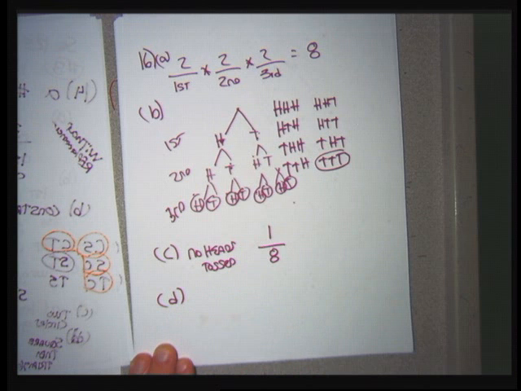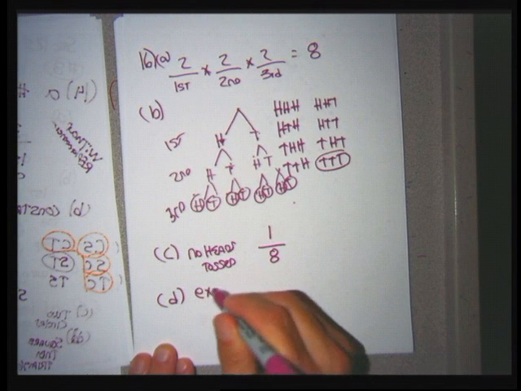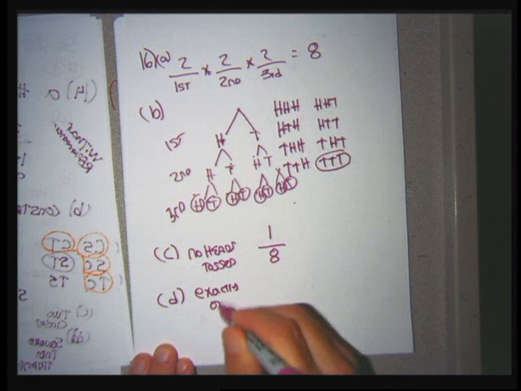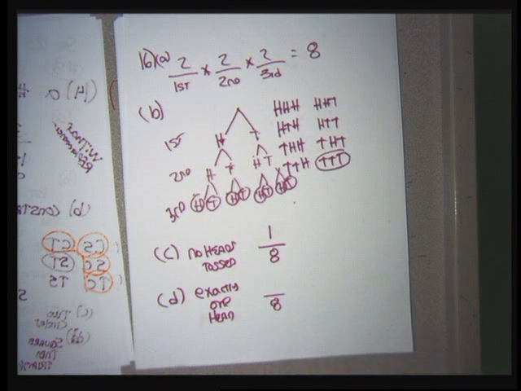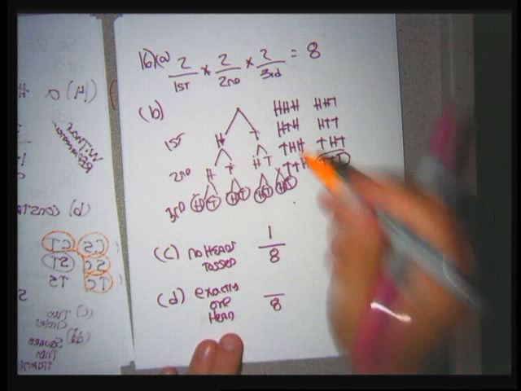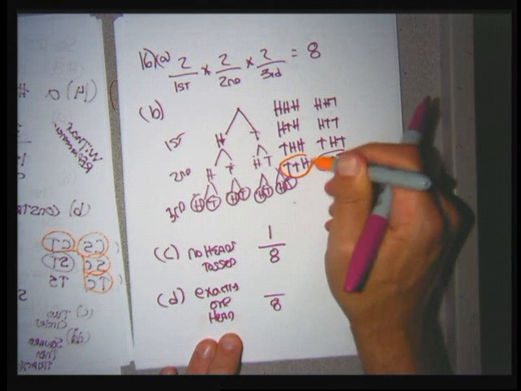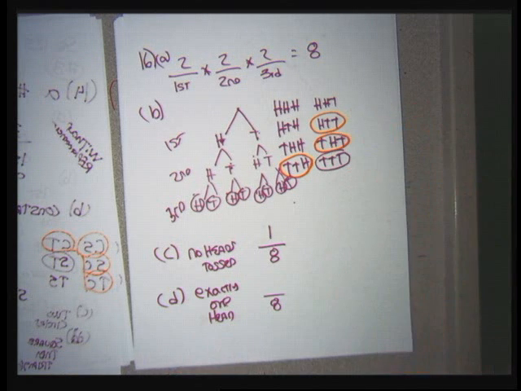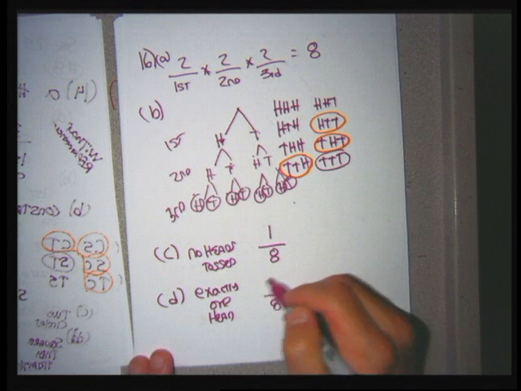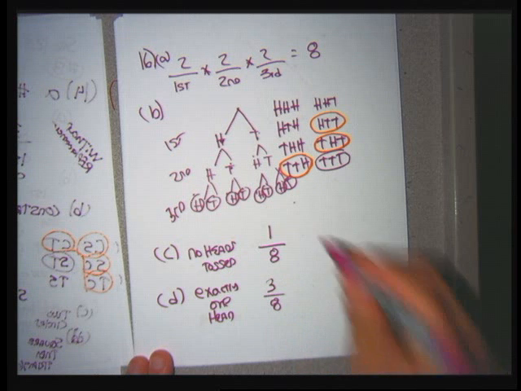For part D, it says exactly 1 head. It's real easy to miss or count something you shouldn't count. The denominator is going to be 8. The numerator has exactly one head. That means one head and two tails. That one right there has exactly one head. This one has exactly one head, and that one has exactly one head. Those three that I just circled have one head and two tails. Any other ones that aren't circled have more than one head or no heads. So the probability to get exactly one head is 3 in 8.